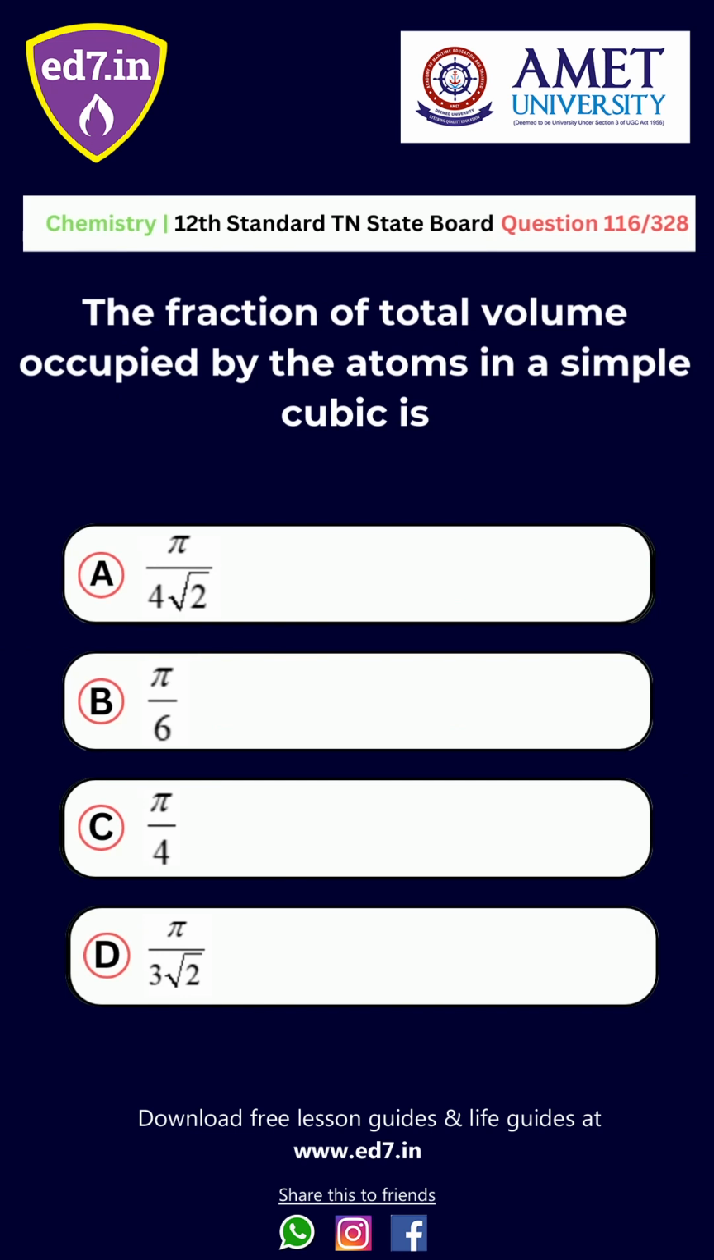Question number 116. The fraction of total volume occupied by the atoms in a simple cubic is: option A, pi by 4 root 2; option B, pi by 6; option C, pi by 4; option D, pi by 3 root 2. The correct option is option B, pi by 6.